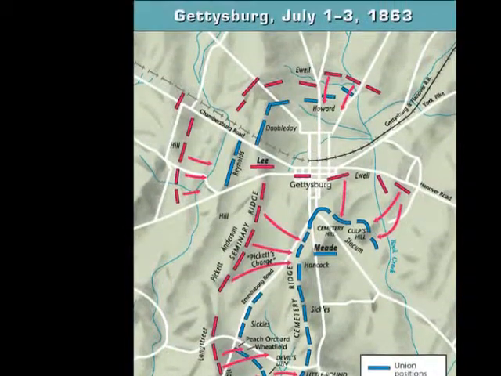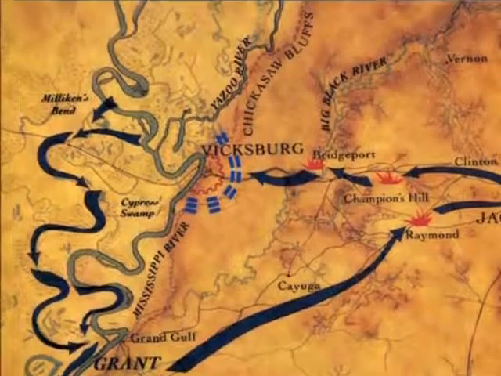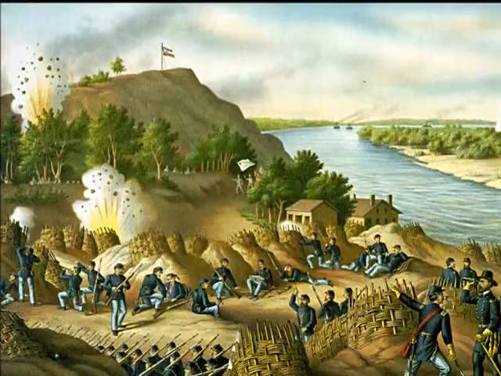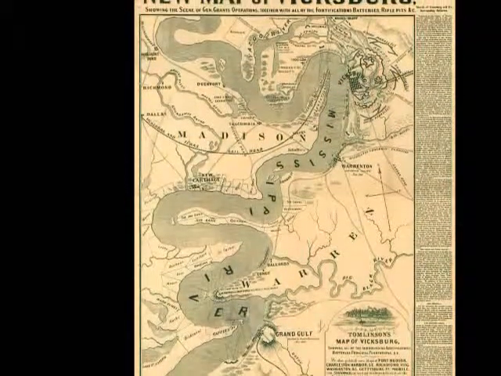And then another key battle was the Battle of Vicksburg, which was a key port town on the Mississippi River. Its Union capture split the Confederacy, isolating Texas, Louisiana, and Arkansas from the rest of the Confederacy. It also gave the Union control of the Mississippi River.